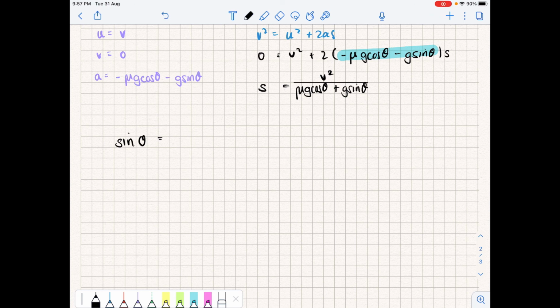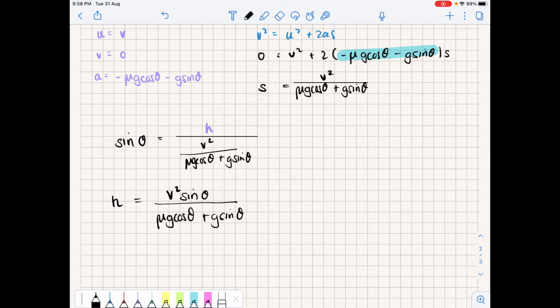So h over, and here we have v squared over mu g cos theta plus g sine theta. Because we're trying to solve for h, we can just multiply the entire denominator onto the other side, and that will give us h equal to sine theta v squared, which is probably going to be better if we put in the front, all over mu g cos theta plus g sine theta. So we finally have the height of this object.